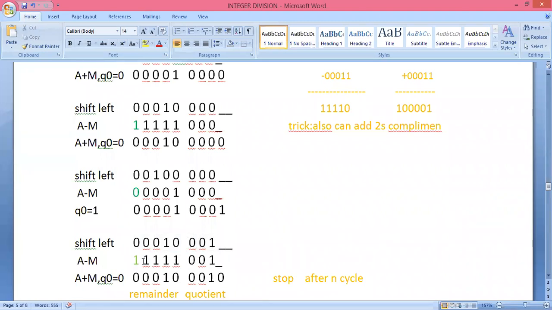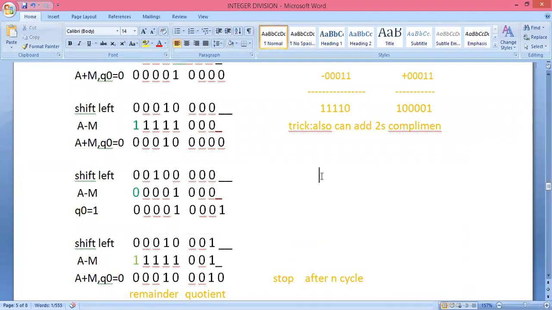Okay, then check the MSB, it is 1. So if it is 1, then what you have to do? Restore A. That is, add M to A again. Restoring A, you will get the same answer as it was in the previous step. And you put 0 over here.